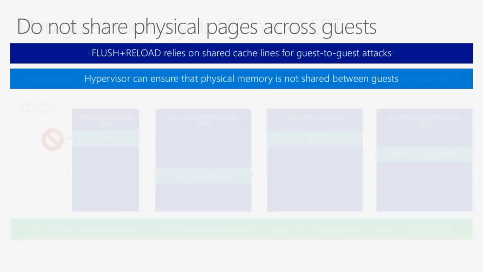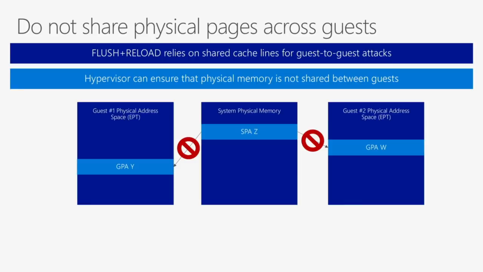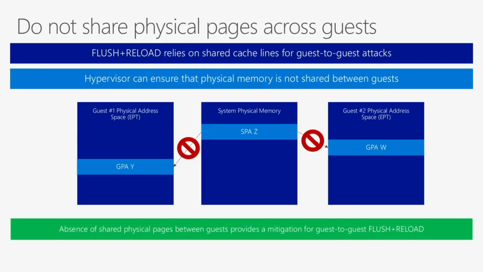The next thing we can do is ensure that we never share any physical memory between guests. So similarly, we want to prevent flush and reload between guests. We just ensure that each guest has its own copy of everything in physical memory, and so they can never influence each other's cache state.